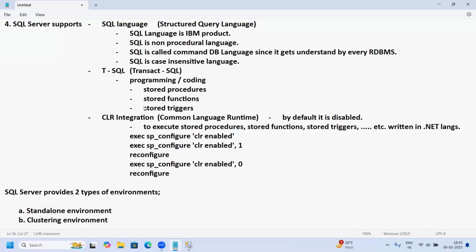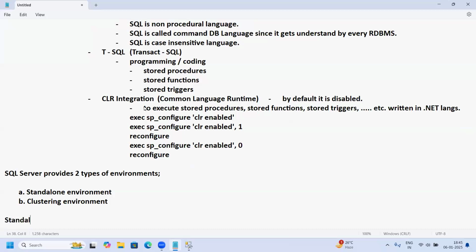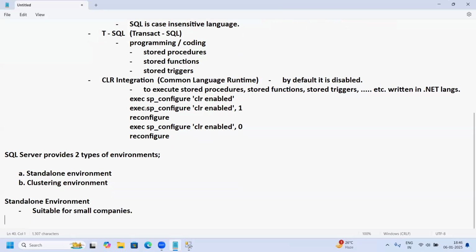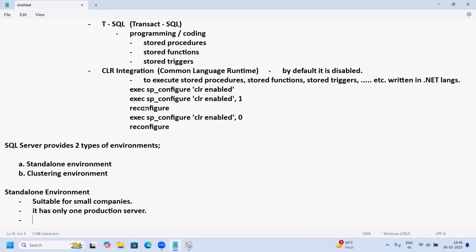Okay, we'll talk on the first one then. What is standalone environment? Basic points. One, you can say it is suitable for small companies. Why is it suitable for small companies? Reason: because it has only one production server. That is the reason.